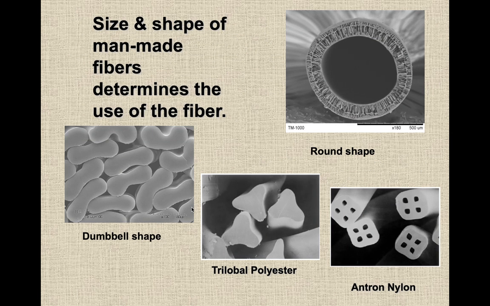So again, we have a couple of examples of the different types of shapes that you can have with these manufactured fibers. On the left here, we have the dumbbell shape. You have a trilobal shape, a polyester shape, because of the 3 lobes that come off of the central area. You have nylon here, which has 4 hollow canals down the center of the fiber. And you have one that is just hollow altogether. And again, depending on the use that the fiber is going to have, manufacturers can design how that fiber will be formed and give it different shapes.